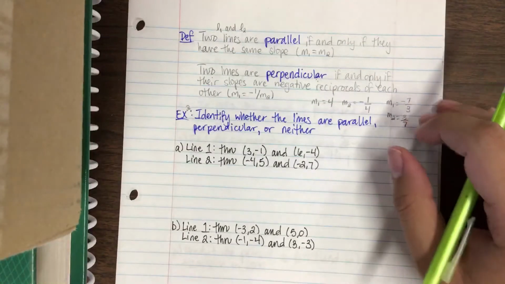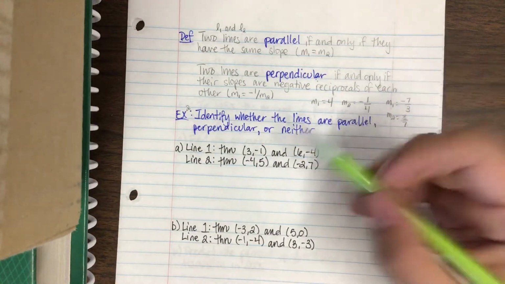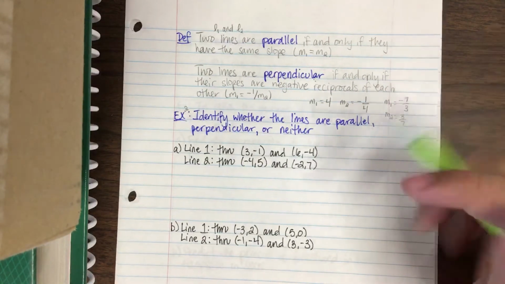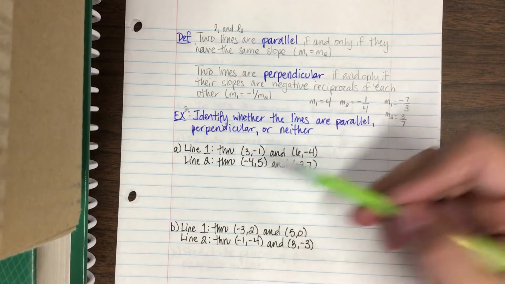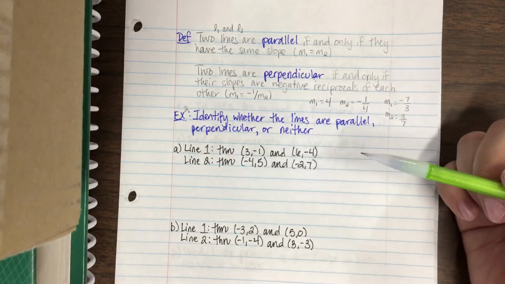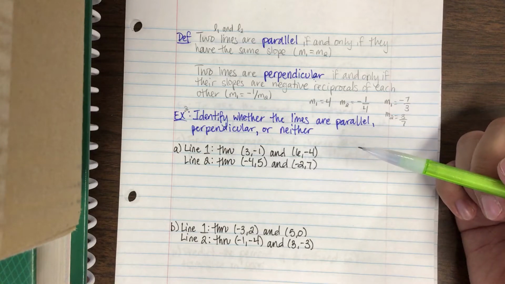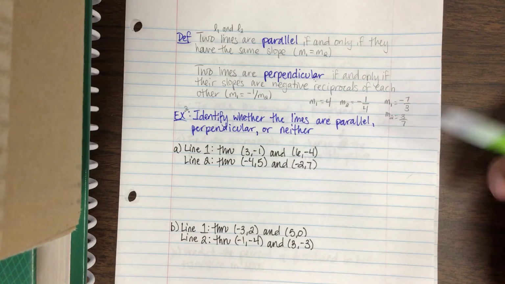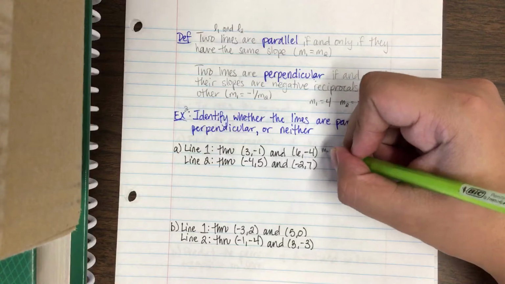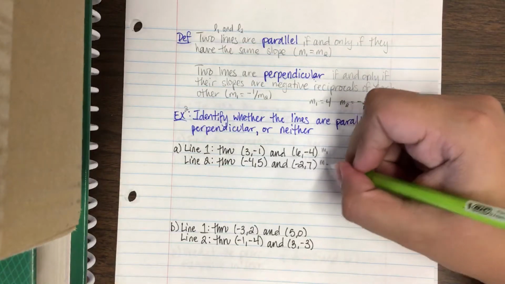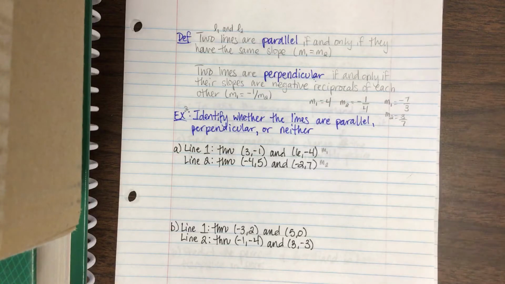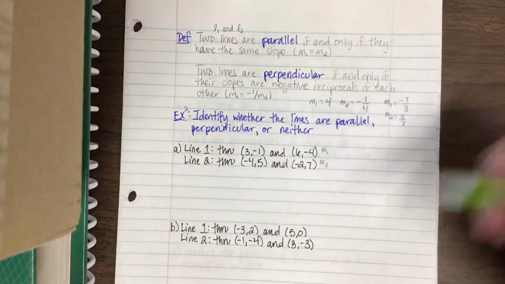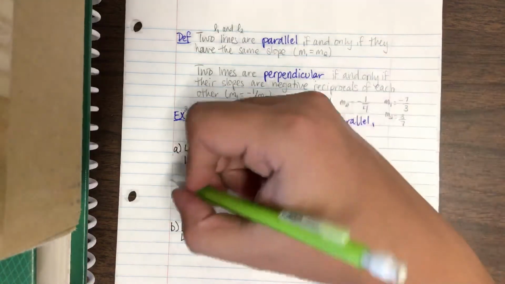And here's our first example, part A. Line 1 goes through (3, -1) and (6, -4), while line 2 goes through (-4, 5) and (-2, 7). Feel free to draw yourself a picture of that to visualize it, but let's go ahead and give this a try. We're going to say line 1 has slope m1 and line 2 has slope m2. So then let's go ahead and calculate both of those slopes. In order to figure out whether these guys are parallel, perpendicular, or neither, we're going to need to find both of their slopes. So let's start with m1.